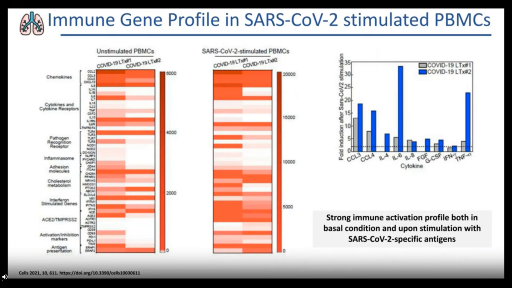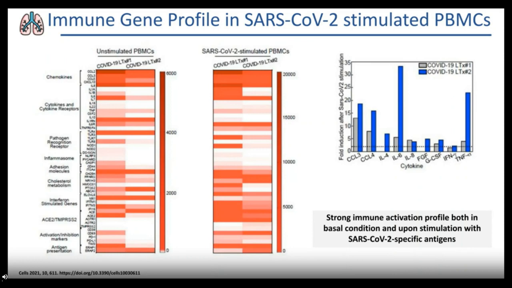At the gene expression level, PBMCs from both COVID-19 lung transplanted subjects displayed a strong immune activation profile, both at basal condition on the left and upon stimulation with SARS-CoV-2 specific antigens on the right. Notably, such hyperactivation status was higher in subject 1, with upregulation of effector cytokines and chemokines, pathogen recognition receptors, immune activation receptors, and inflammasome components.